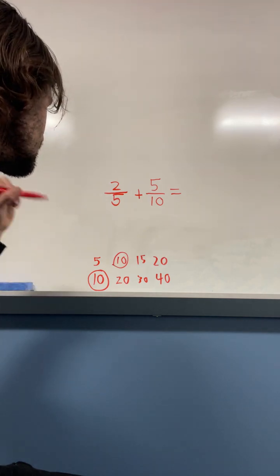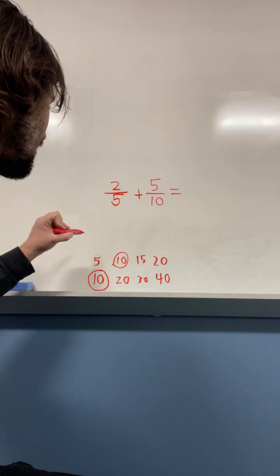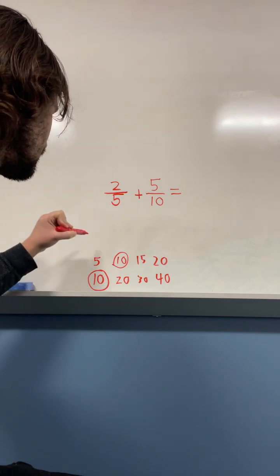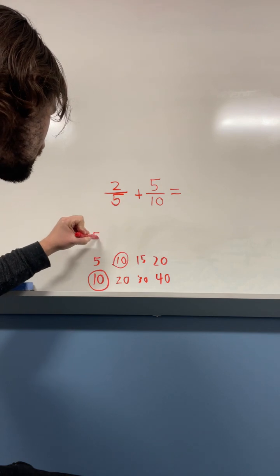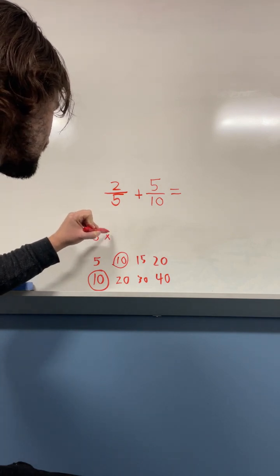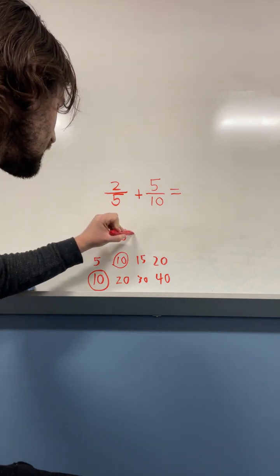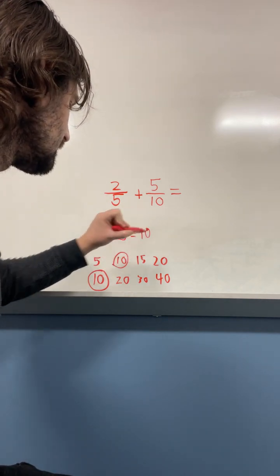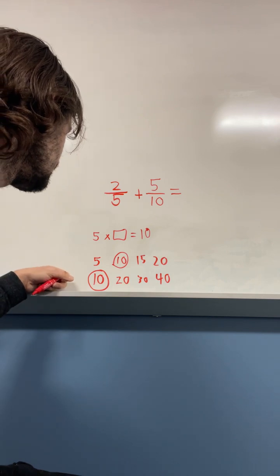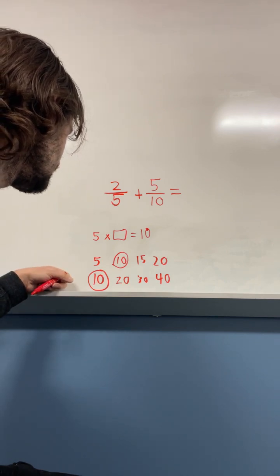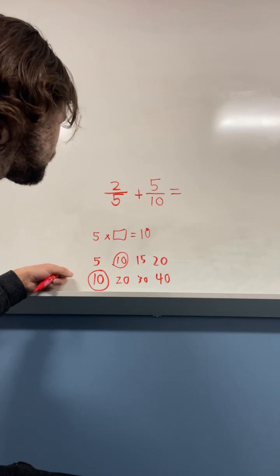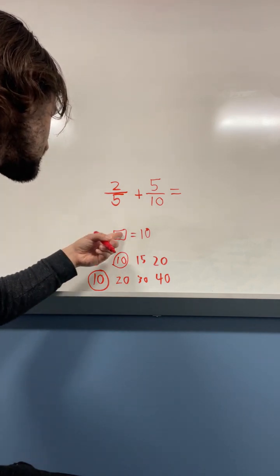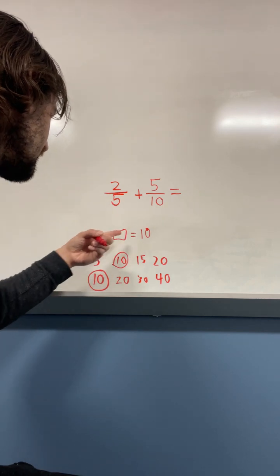Now the question is, we have to figure out 5 times what equals 10. To convert the fifths to tenths, we have to figure out 5 times what equals the number 10. So basically, 5 times something equals 10. How many groups of 5 can we get into 10?